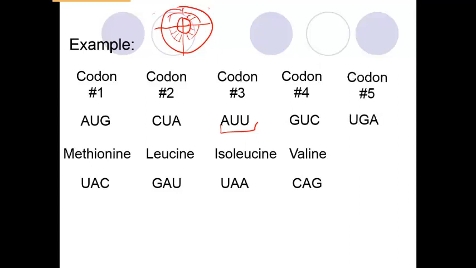Codon number 5, we have UGA. And UGA, if you take a look on your circle chart, is a stop. That's one of the 3. There is no amino acid for that, so there is no transfer RNA and there is no amino acid.